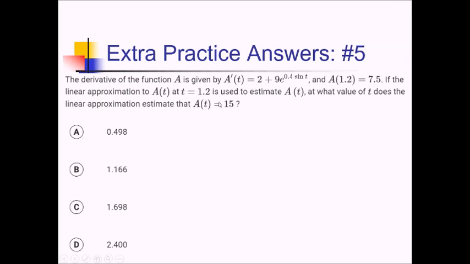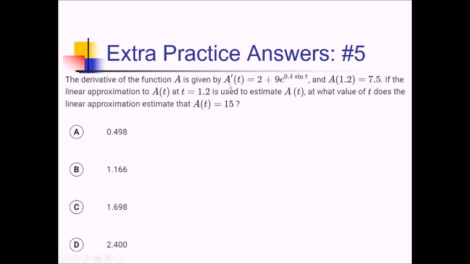For this problem, the derivative of a function a is given by this a prime right here. And they're telling us a of 1.2 is 7.5. If a linear approximation to a of t at t equals 1.2 is used to estimate a of t, we want to know what t-value gives us an approximation of 15. So let's start by writing a formula for the approximation.